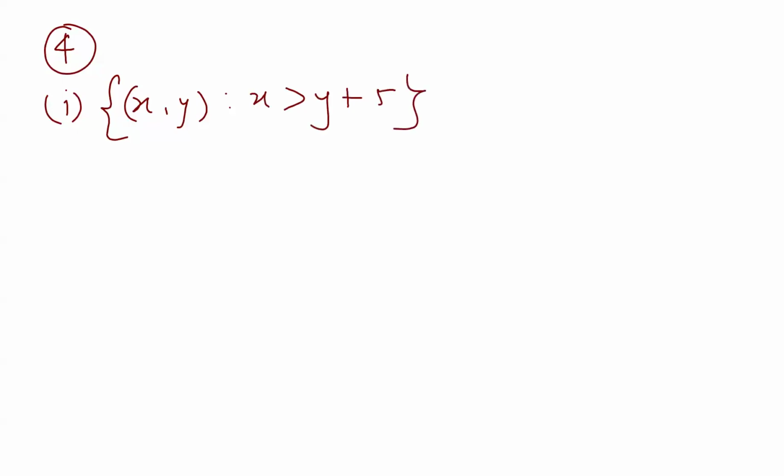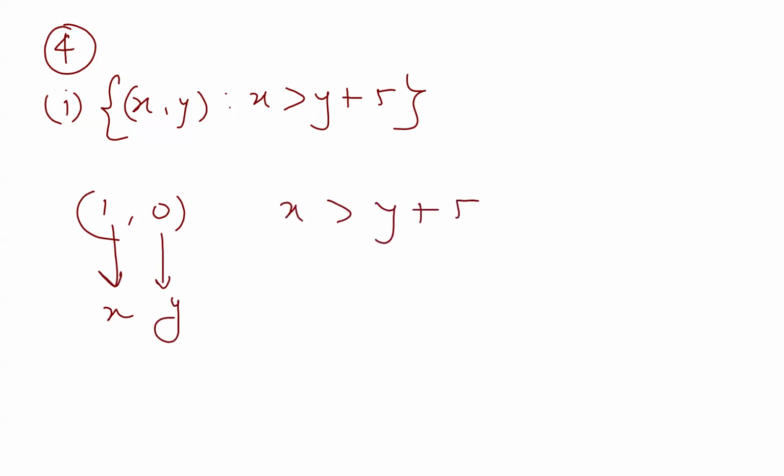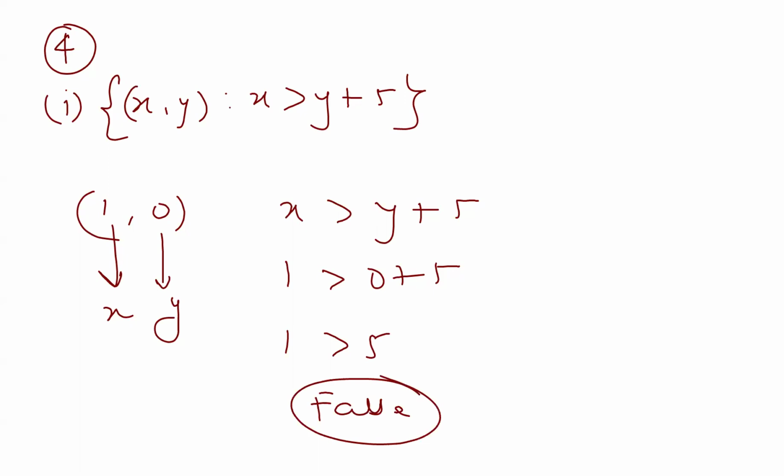Now the first ordered pair, 1 comma 0. This is x and this is y. X should be greater than y plus 5. This condition should be true. So 1 is greater than 0 plus 5. 1 is greater than 5, which is false. So 1 comma 0 is not a part of the ordered pairs.